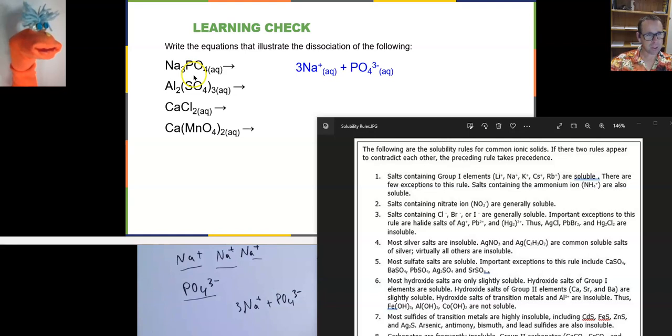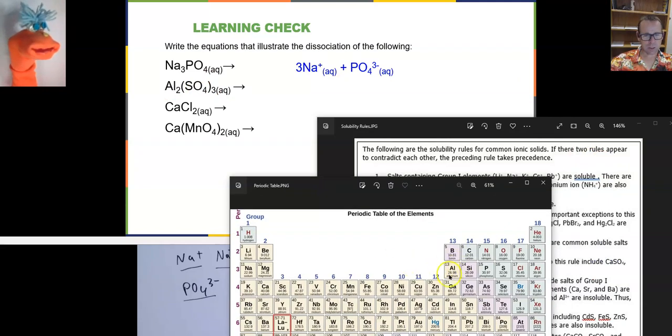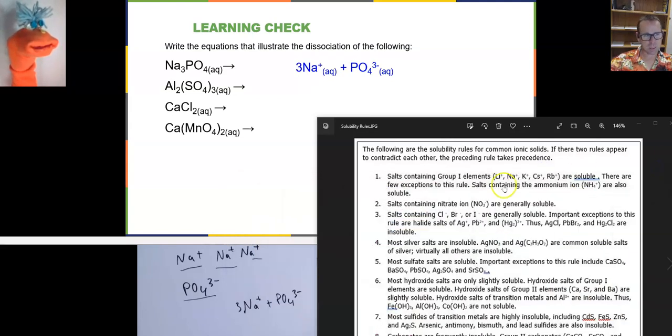Okay, good. How about this next one? There's 2 aluminums, 1 sulfate, no, 3 sulfates. Yeah, 3 right there, right? 2 aluminums, 3 sulfates. What's the charge on the aluminum ion? Do you remember? The periodic table, do you have that? Okay, here's aluminum down here. Is that the 3 plus one? That is, aluminum is a 3 plus ion.